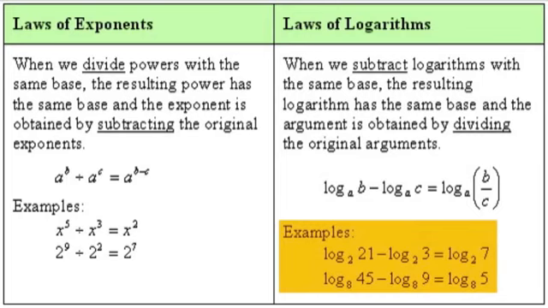So log base 2 of 21 subtract log base 2 of 3 is going to give us log base 2 of 7. Similarly, log base 8 of 45 subtract log base 8 of 9 is going to give us log base 8 of 5.